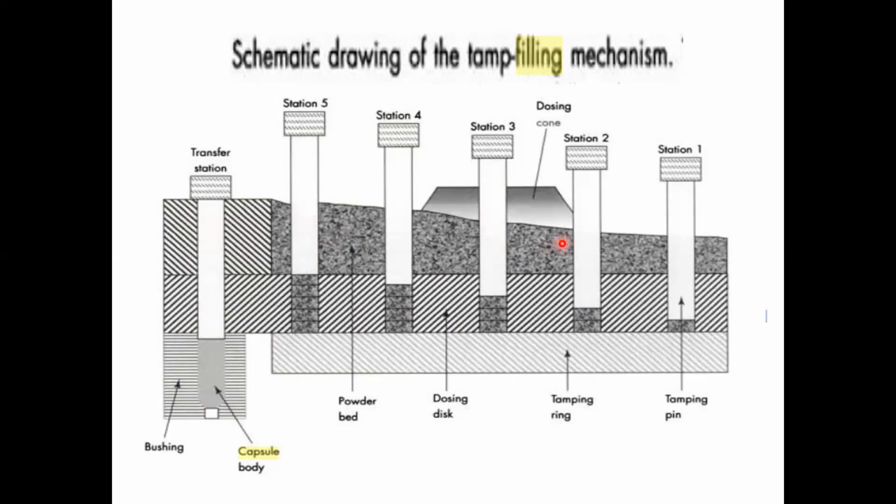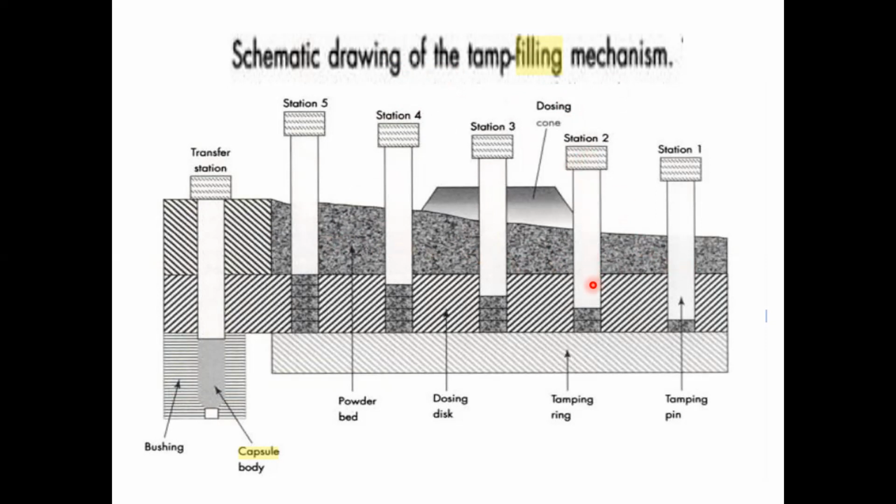Now the powder in this chamber is auger fed from the supply hopper. There is a supply hopper which will keep supplying powder from the hopper into this powder chamber. There is an auger in that hopper which will force the powder out, and it will get collected in the powder chamber.